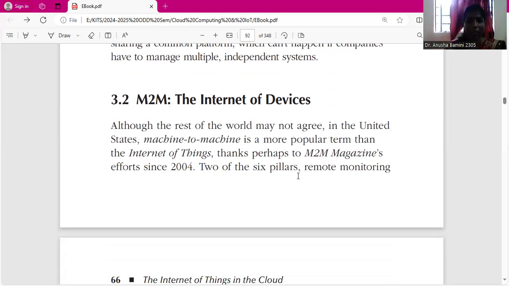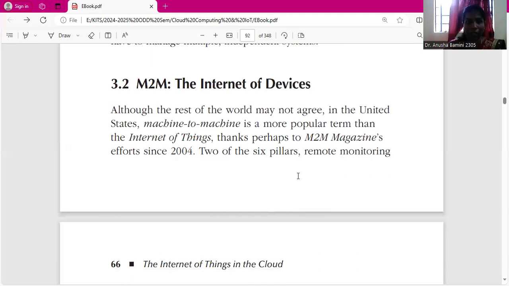Next, we will learn about M2M. Before moving to M2M, in this lecture we learned about 3 I's, then 5 A's, after that 6 pillars of M2M, then 4 pillars of IoT. I think you got a clear idea about the basics of these 4 pillars of IoT.